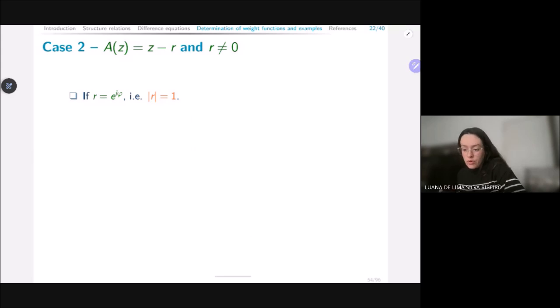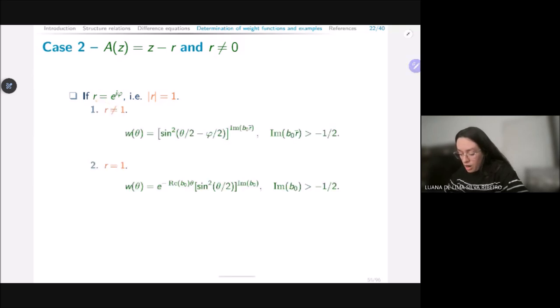Now take a look at when R is different from 0. So we have possibilities when R has absolute value equal to 1, n is different from 1. So we find this wave function. And when R is equal to 1, we find this possibility for the wave function. When the absolute value of R is different from 1, we obtain the Lebesgue wave function.